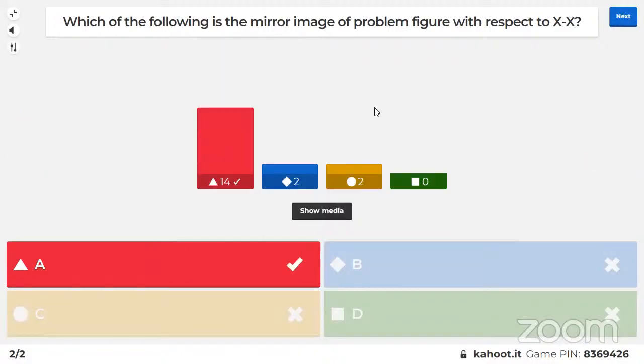All right, so A is the correct option. So here I can see that A is being highlighted, others have been faded out with a cross mark. All right, so now we'll be moving on to the podium. We won't be having scoreboard. We'll be moving on to the podium. That is the final results.